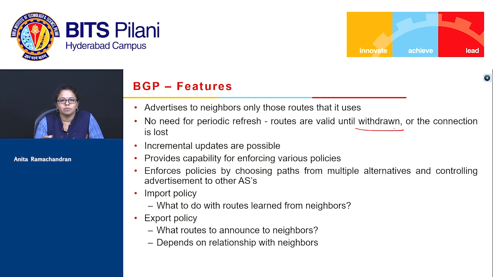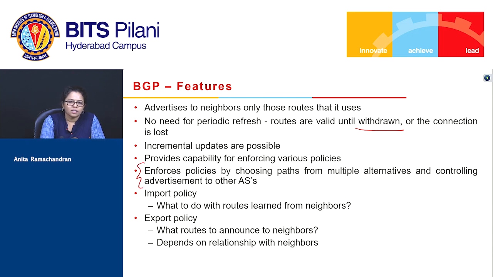Withdrawn, in the sense the update message will show whether the route is withdrawn, or the connection is lost, or the session gets torn down. Incremental updates are possible. BGP provides the capability for enforcing policies. It enforces policies by choosing paths from multiple alternatives and controlling advertisements to other AS.